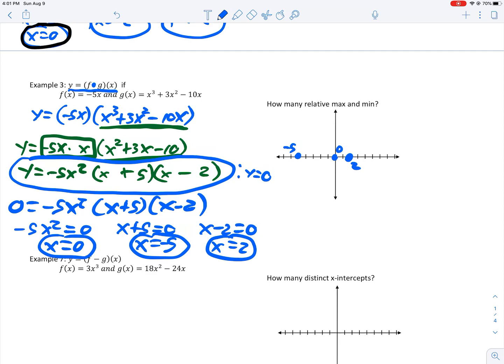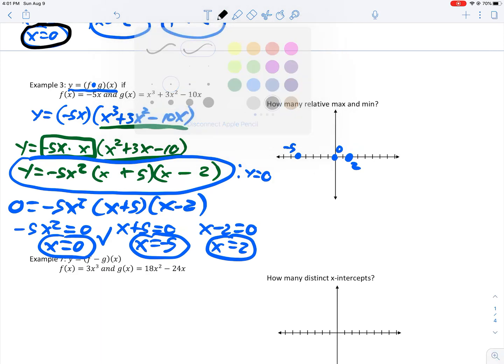Okay, perfect. So I got my x-intercepts. Second, y-intercept. Oh, yay. Winner there, right? X equals 0. That's a y-intercept and an x-intercept. So I have both of them. So now I just need my end behavior.